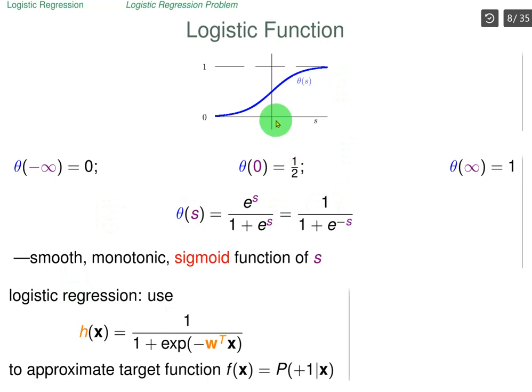and the logistic regression use case will be the following. So h of x is 1 over 1 plus e to the negative w transpose x. We will use this type of function to approximate our target function, this target distribution. By the way, these two forms are equivalent. Just multiply the numerator and denominator by 1 over e to the s, then you get the following form. And we define our hypothesis using this form.